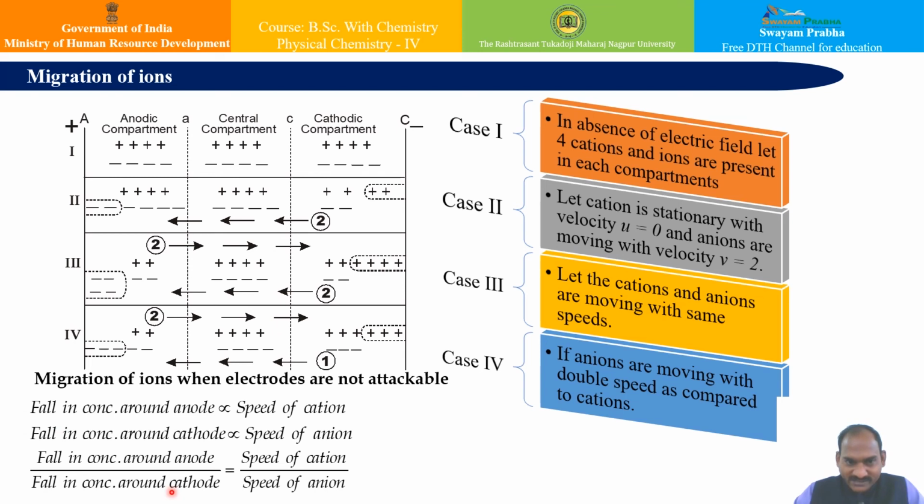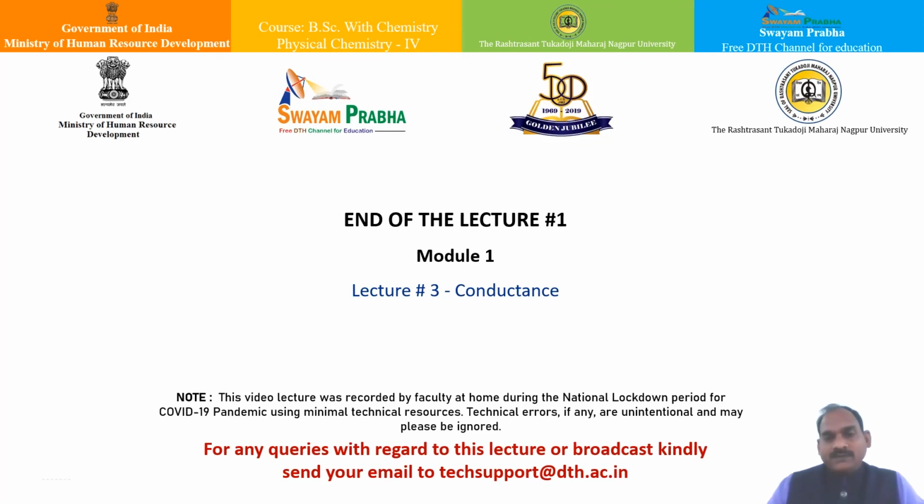Correct? And therefore, the fall in concentration around the anode is proportional to the speed of the cation. The fall in concentration around the cathode is proportional to the speed of the anion. If I take their ratio, the fall in concentration around the anode to the fall in concentration around the cathode is nothing but the speed of the cation to the speed of the anion. That is the case. So friends, we will stop here in this lecture 3 of module 1. We will see the further aspects of migration of ions when the electrodes are attackable in our next lecture. Thank you.